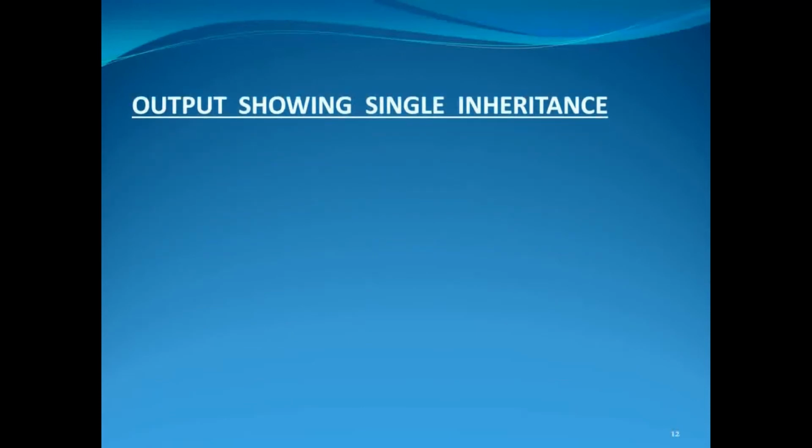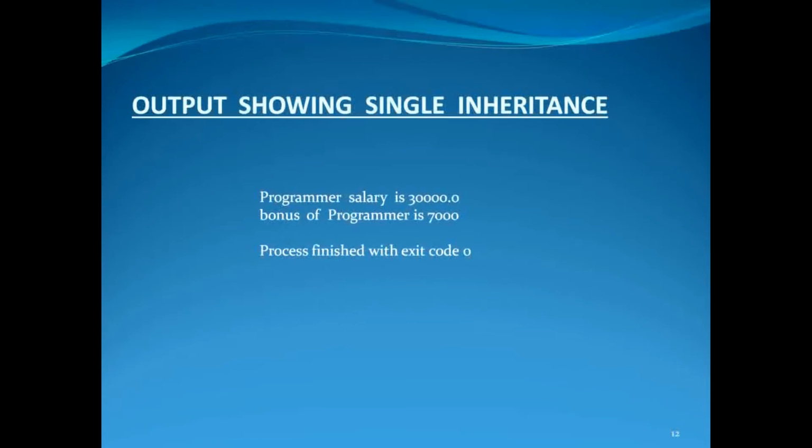The output of single inheritance is as follows. So, programmer's salary is so much. Bonus of programmer is 7,000. It means it takes the information from the base class as well as the derived class.